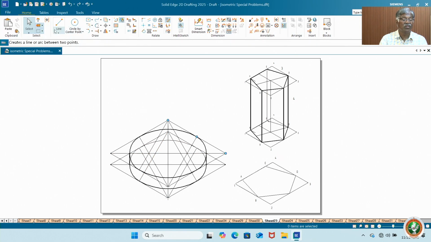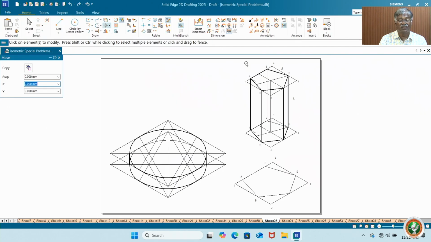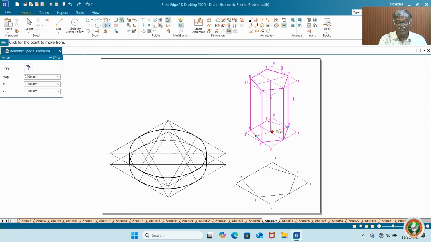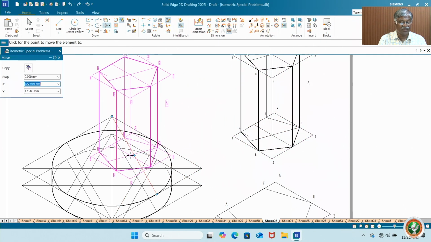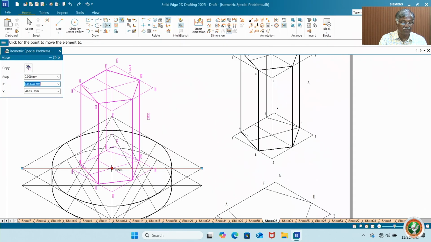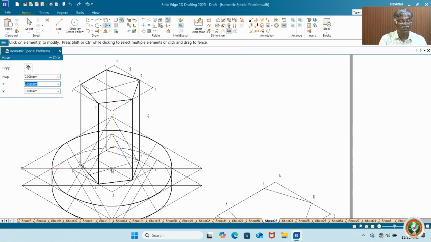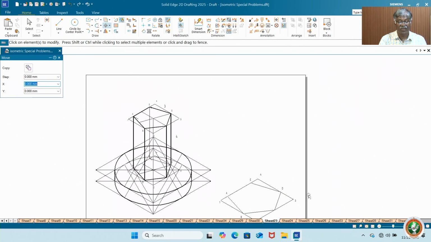Now, that is what we will do. Move and fix as per the requirement. That is centrally placed. This is the center of the base of the top solid, and that must coincide with the center of the top surface of the block. That's all. Now you see, this is what is required.